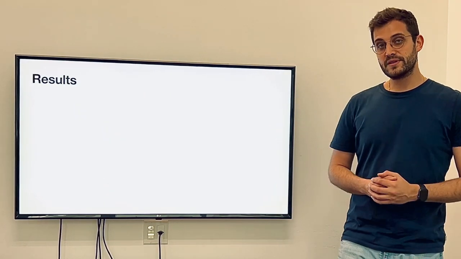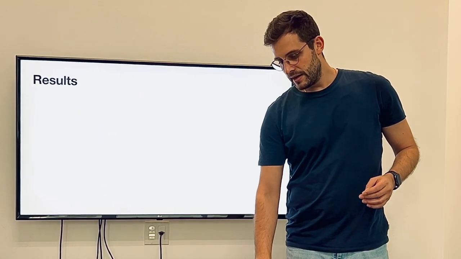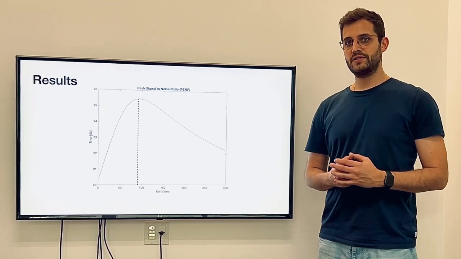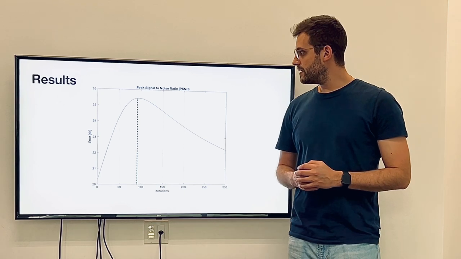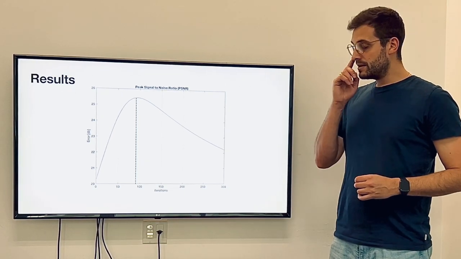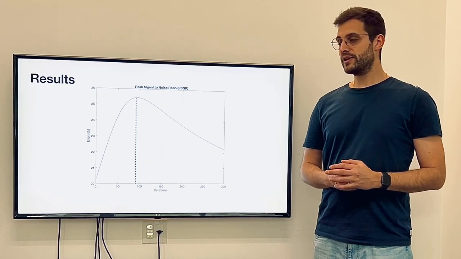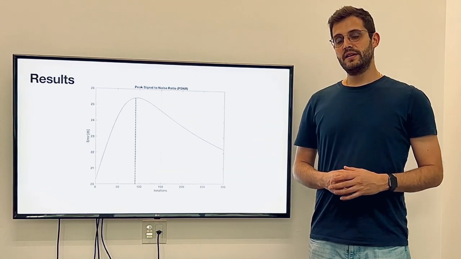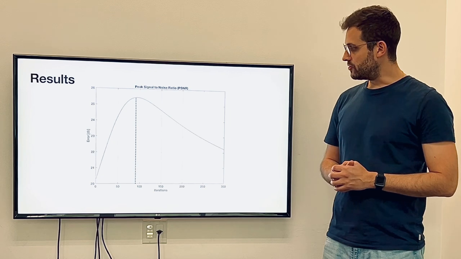Then, my results. First, I had to find out which is the best amount of iterations for my algorithm. I measured the peak signal to noise ratio, and as you can see here, 90 iterations should give the best output.